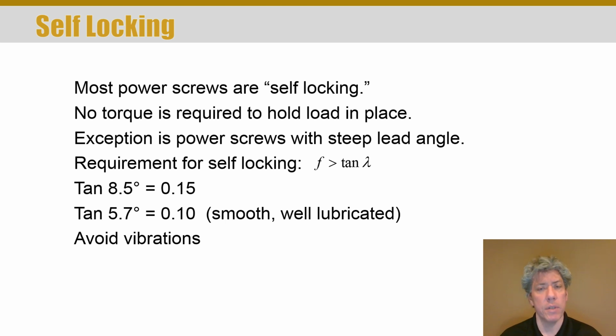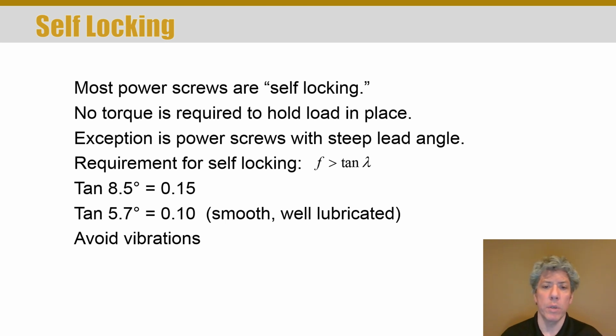Now, if you have a steep enough lead angle, then it is possible for them to be back-driven and not be self-locking. The requirement to determine whether or not the thread will be self-locking is whether the friction coefficient is greater than the tangent of the lead angle. If that's the case, then it will be self-locking. So if you look at 8.5 degrees, that's where tan of 8.5 degrees comes out to 0.15. Tan of 5.7, a more shallow lead angle, leads to 0.1 or so.